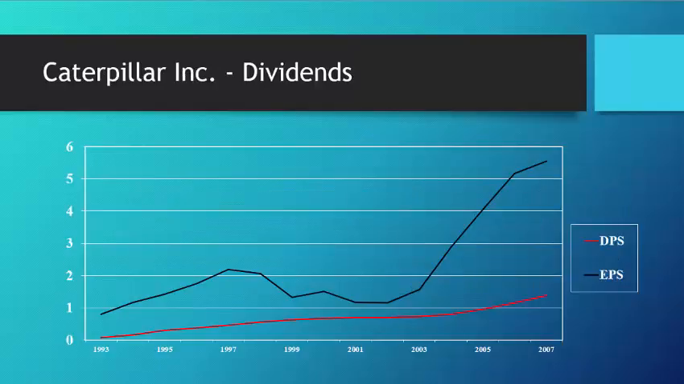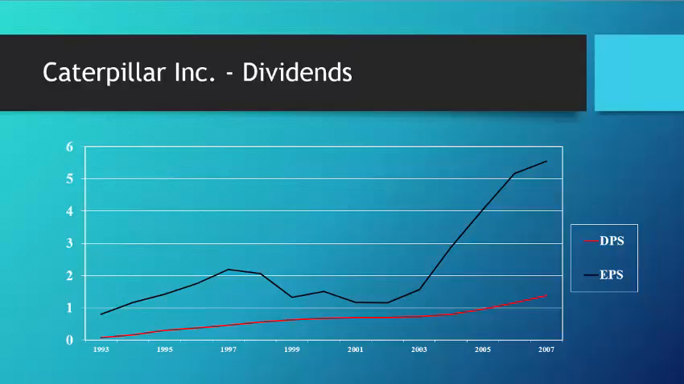So here's Caterpillar's, again, the red one is the dividends per share. The black line here is the earnings per share. Note that in this, at least so far, the red line has stayed well below the black line. And in fact, the black line just took off in about 2004, 2005, 2006, and the red line did not go up anywhere near as precipitously.